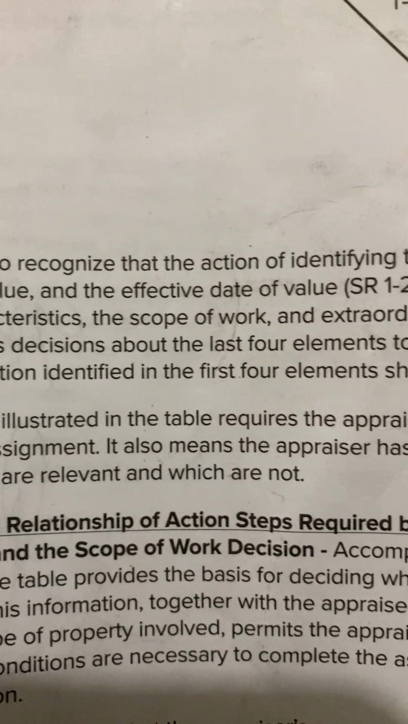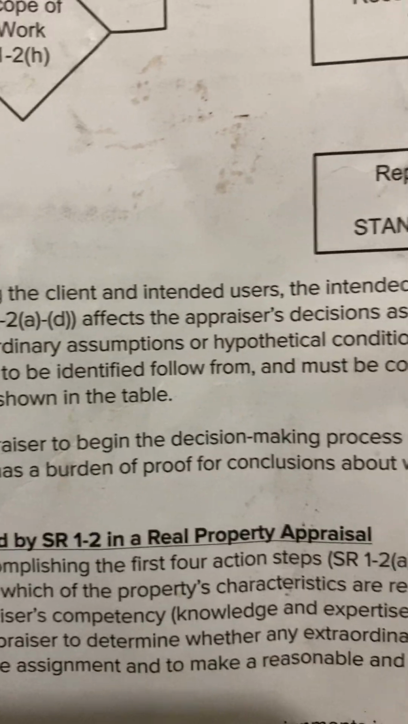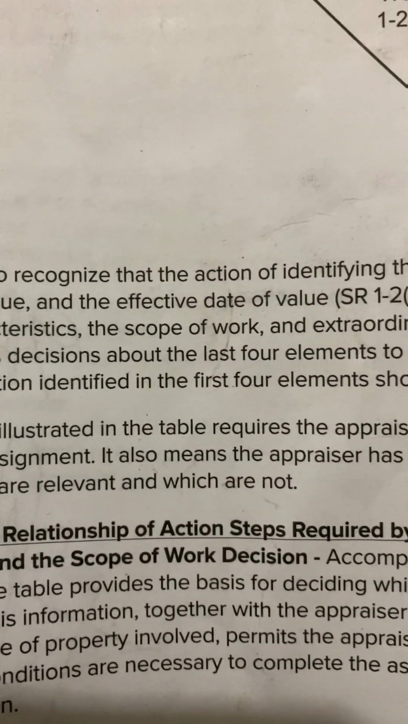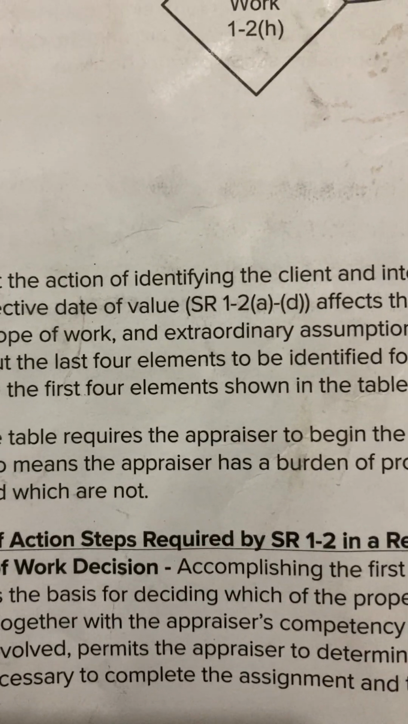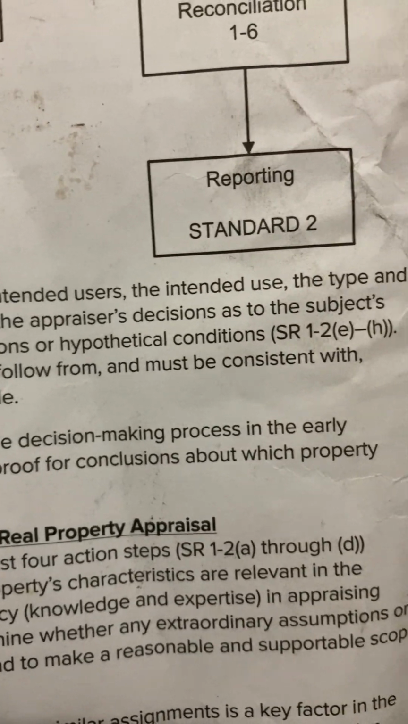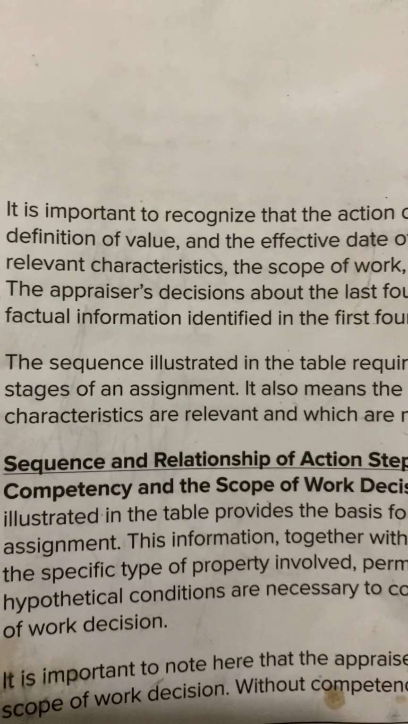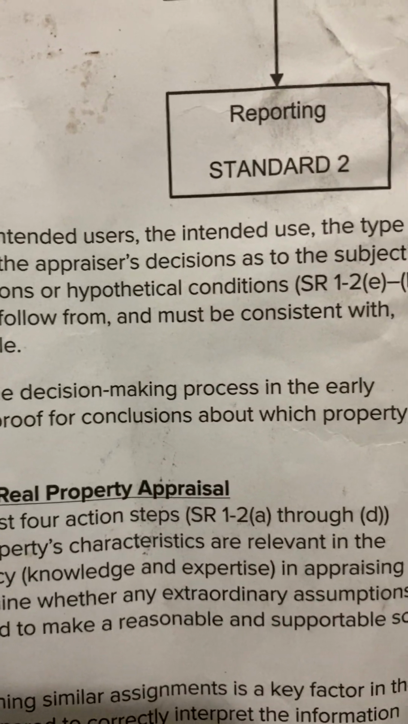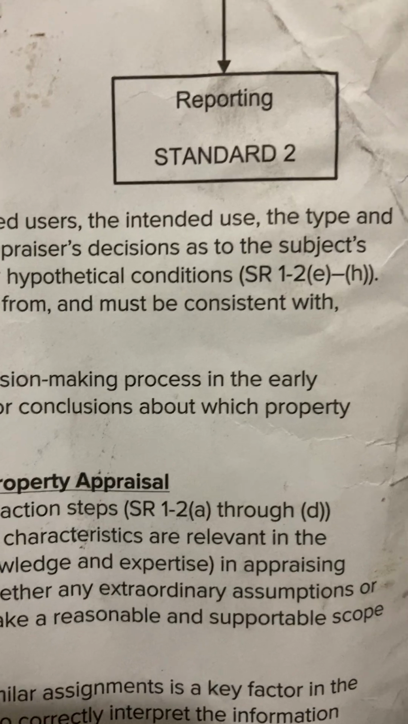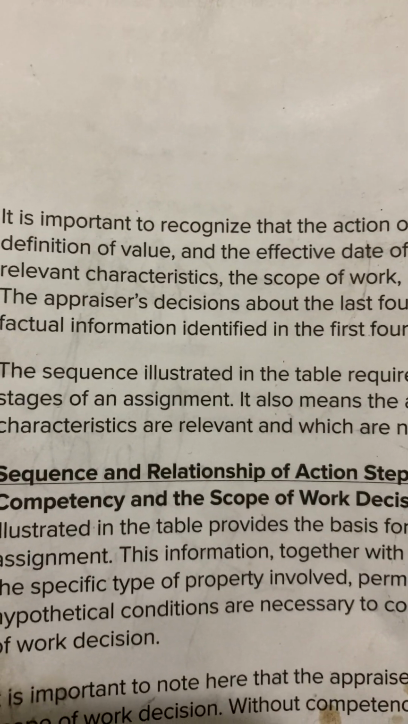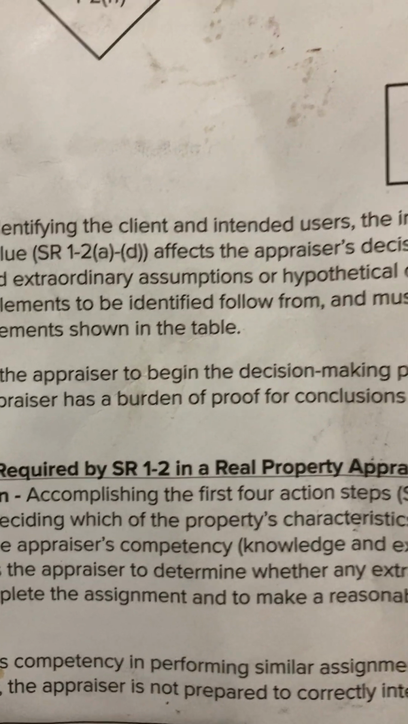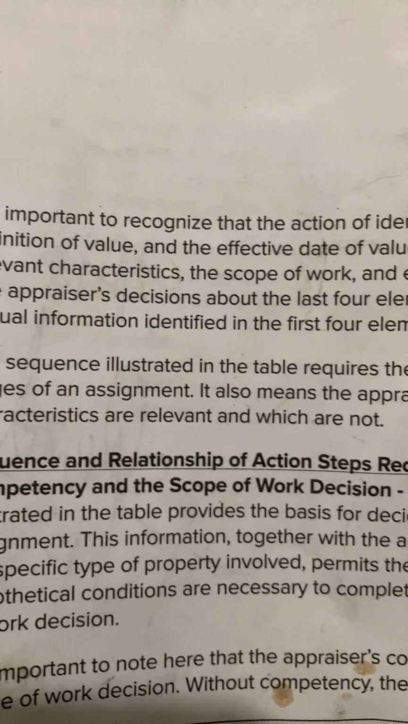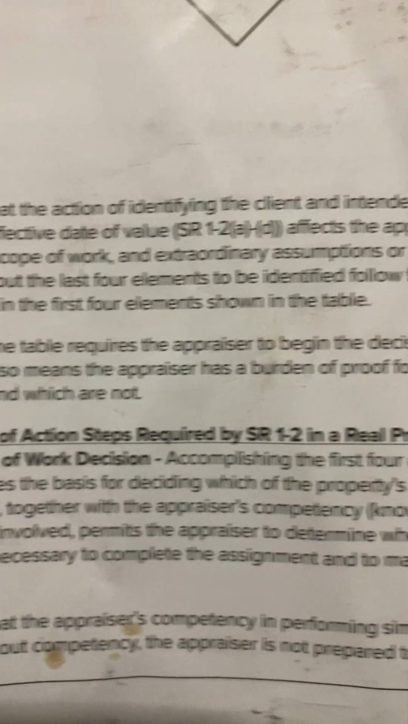It is important to recognize that the action of identifying the client and intended users, the intended use, the type and definition of value, and the effective date of value, SR 1-2A through D, affects the appraiser's decisions as to the subject's relevant characteristics, the scope of work, and the extraordinary assumptions or hypothetical conditions, SR 1-2E through H. The appraiser's decisions about the last 4 elements to be identified follow from and must be consistent with factual information identified in the first 4 elements shown in the table.